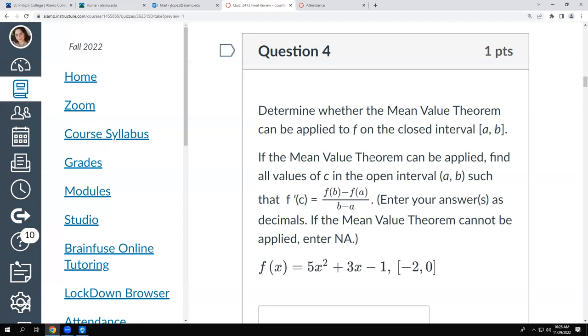And it says, if the mean value theorem can be applied, then find all values of C such that you get this, okay? And notice that that C has to be in the interval. So if I do my math and I get two C values, I can only use the one that's in the interval, okay? It has to be a C value in the interval. And they literally give me the formula to figure all this out, okay? So I'm gonna go to my page.